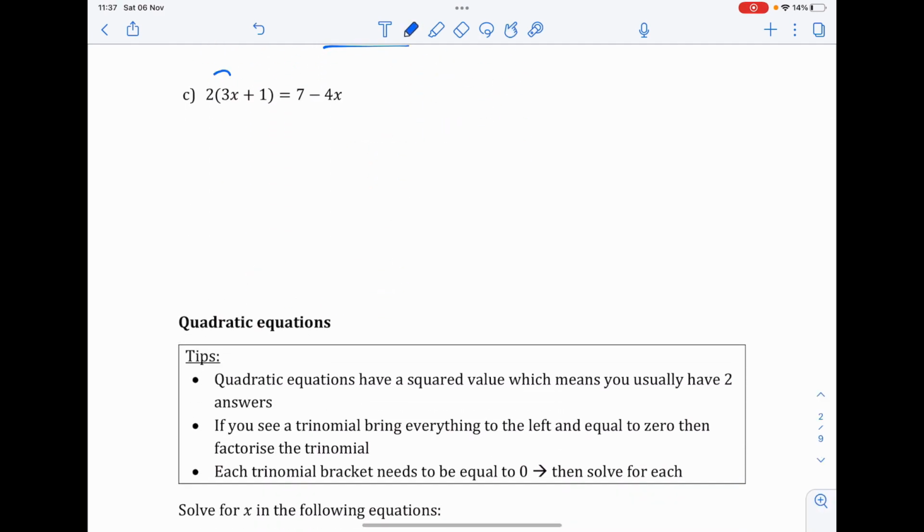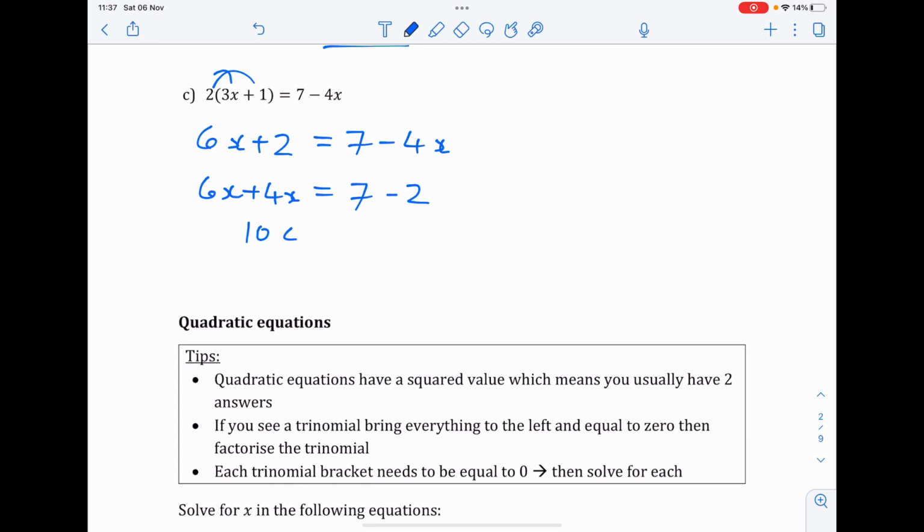Next one. Again, multiply into the bracket. 6x plus 2 equals 7 minus 4x. Numbers to the one side, variables to the other. So 6x plus 4x, because we've crossed the equal sign, it changes to a positive 4x. Likewise, 7 minus 2. 10x equals 5. Divide both sides by 10. x is equal to, you could do this fraction on your calculator. x is equal to a half. Okay.